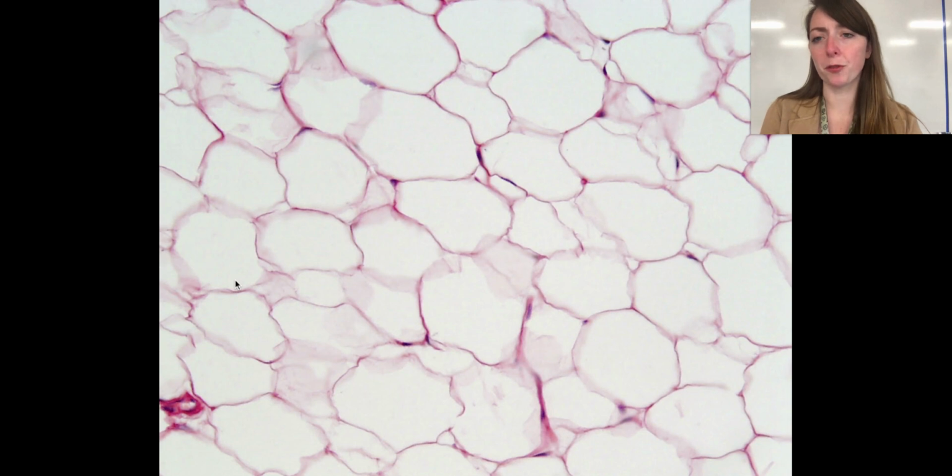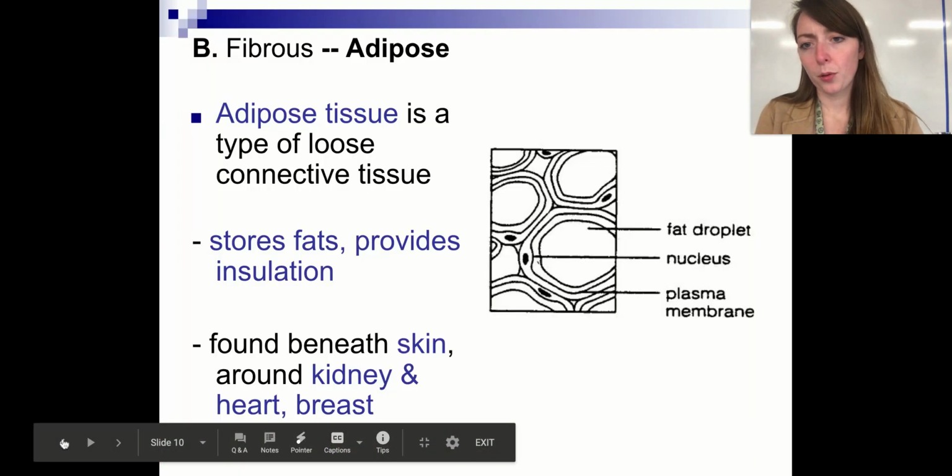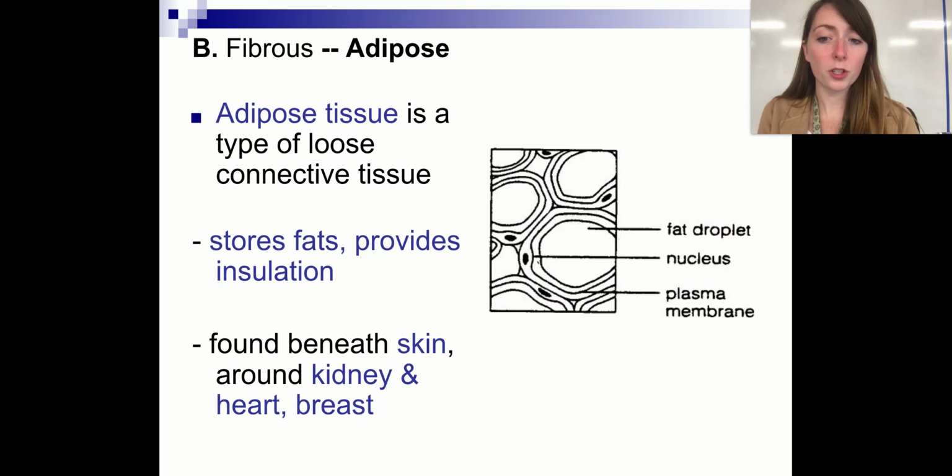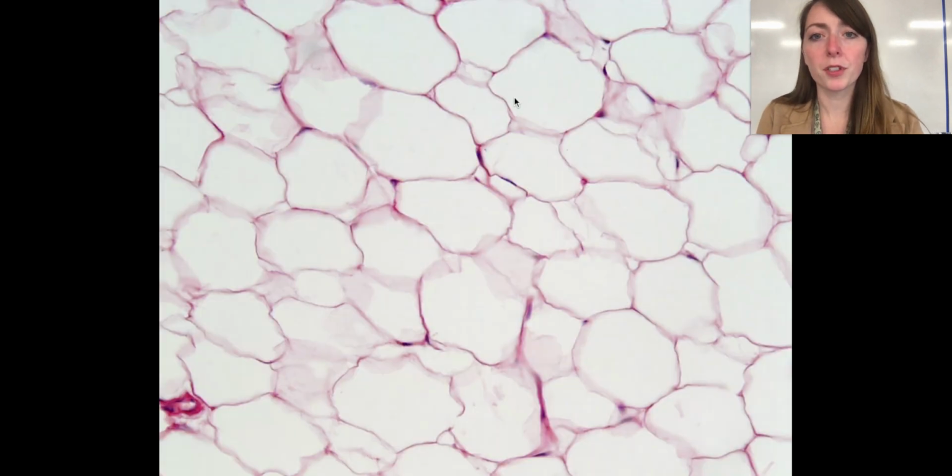So two very different functions. Go back to areolar, binding and cushioning. This one also provides cushion, but it's also providing that insulation and fat storage. So it's being supportive, but in a little bit of a different way.